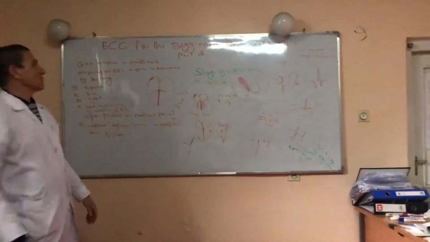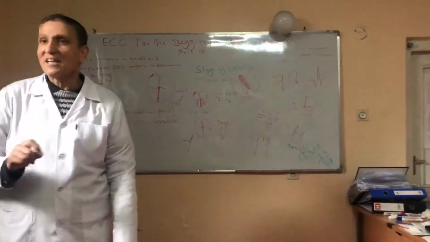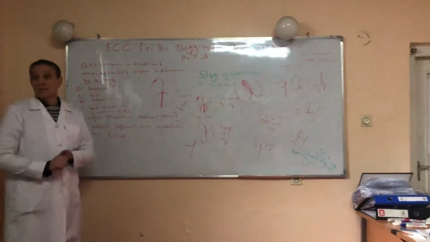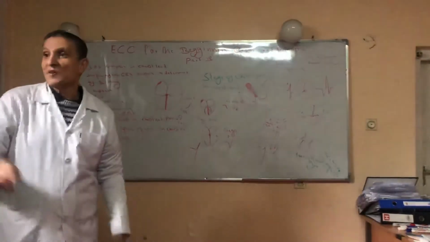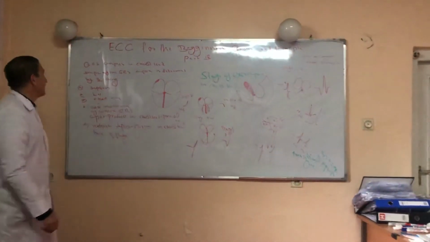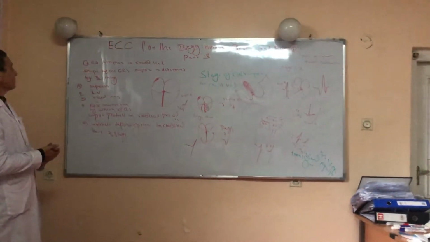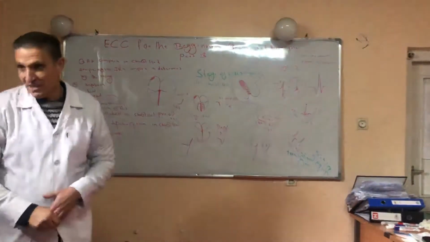You should not be confused about these three terms: precordial leads, chest leads, and V leads. We have already discussed the limb leads, but today we want to discuss the V leads, or chest leads, or precordial leads. Shape of the QRS complex in chest leads.